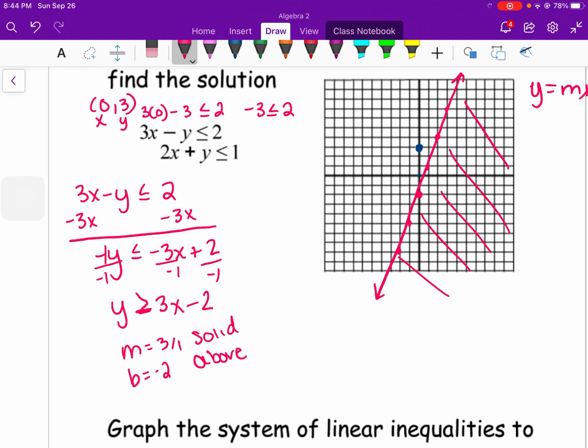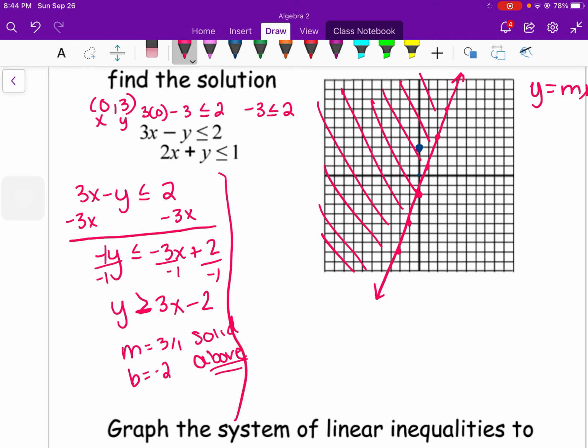Oh, so we should be shading above. I wrote above down here, but then I shaded below on my picture. Good thing I checked a point. Negative 3 is less than or equal to negative 2. So that point should be a solution. So I should be shading above where that point is at. So shading above that line.